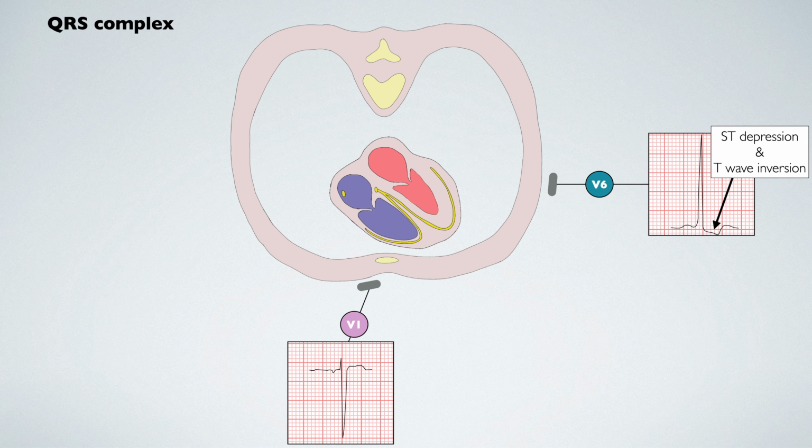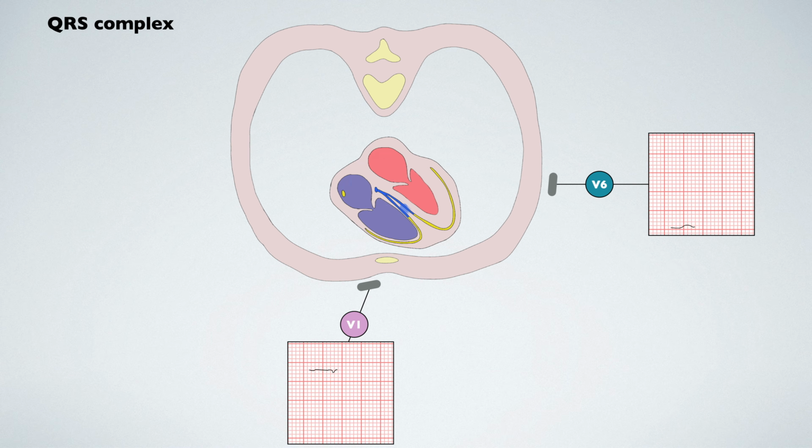Note that ST depression and T wave inversion are present in V6. This is sometimes referred to as left ventricular strain and occurs due to the delayed propagation of the impulse through the thickened myocardium. This delay can cause some areas of the ventricular myocardium to repolarize early or later than others, and this asymmetric pattern of repolarization causes the ST segment depression and the T wave inversion.